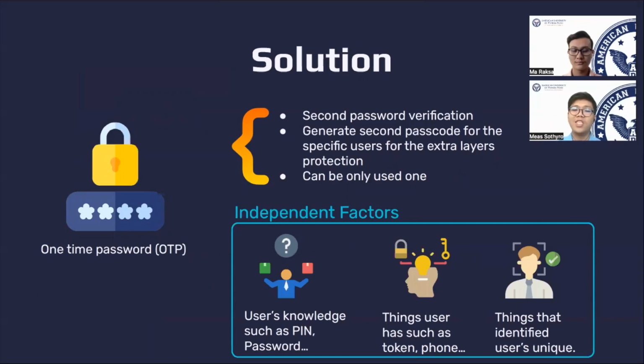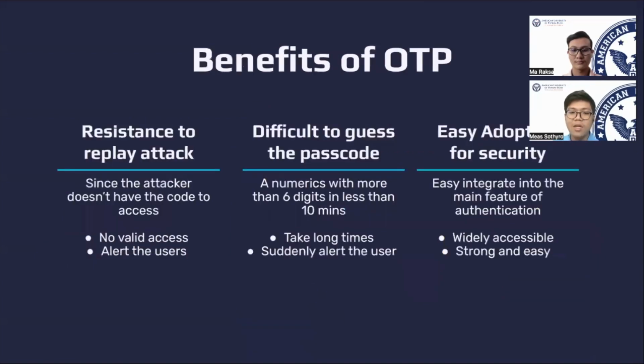Additionally, we want to have an independent factor, not only knowledge such as a PIN or password, but an independent factor from the customer, like a token from the user's phone, which belongs to the customer only. That's why we call it an independent factor. And also something that identifies the user's uniqueness, like a biometric or something like that. This is called another extra layer of protection.